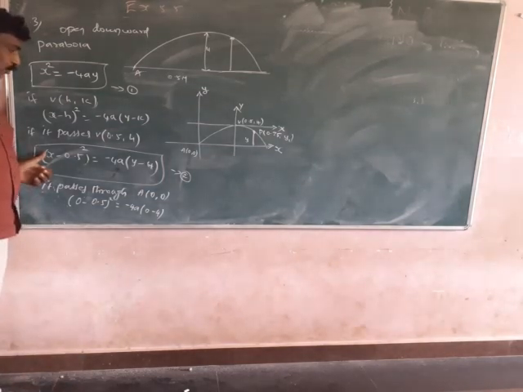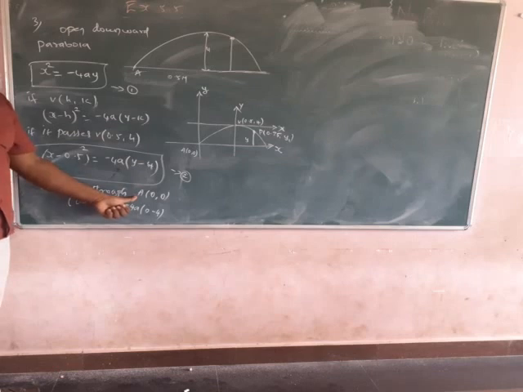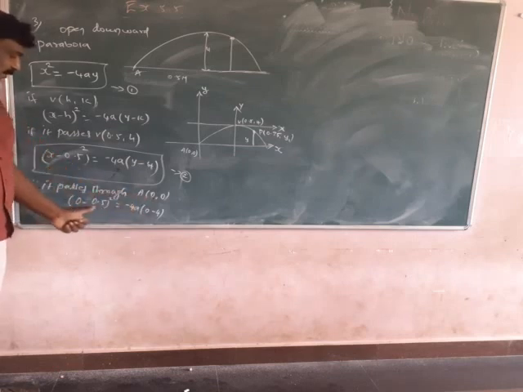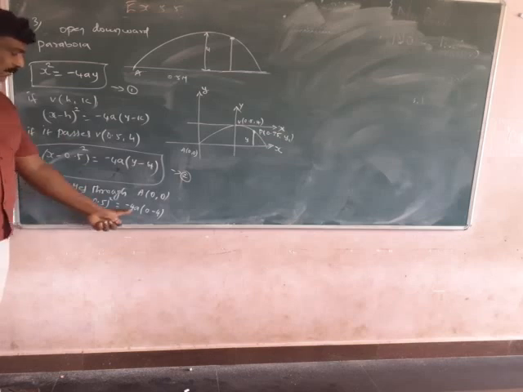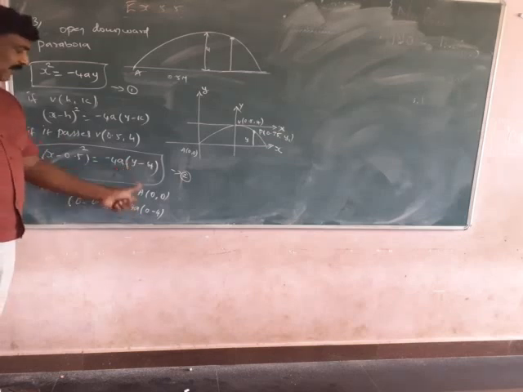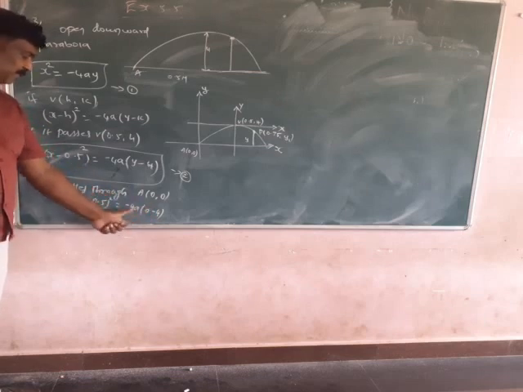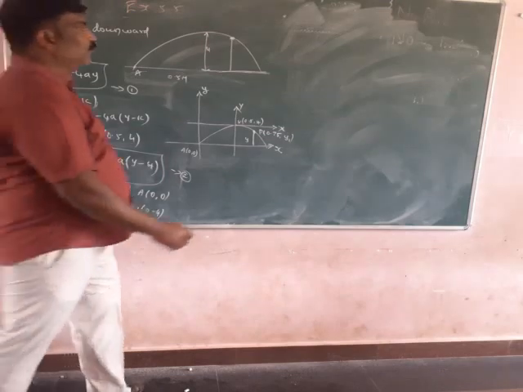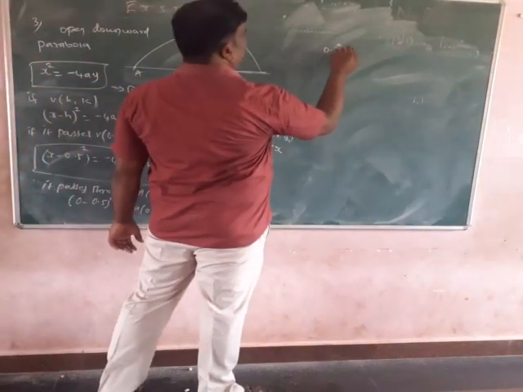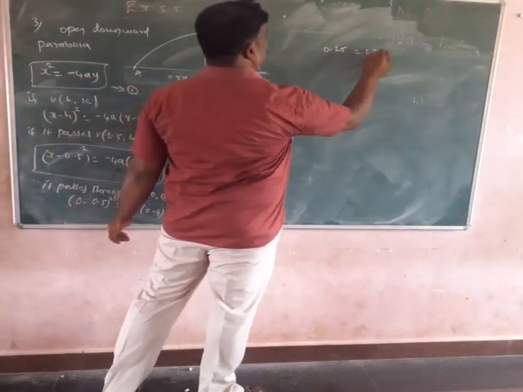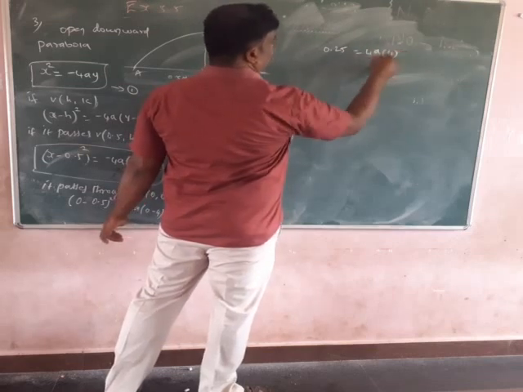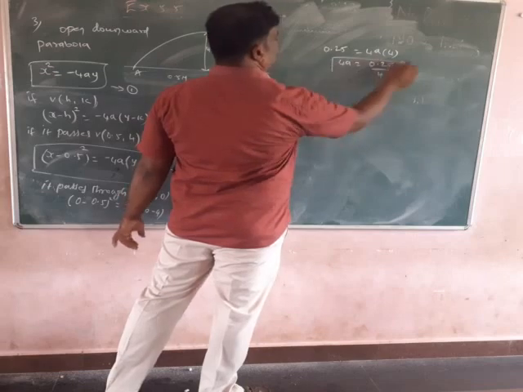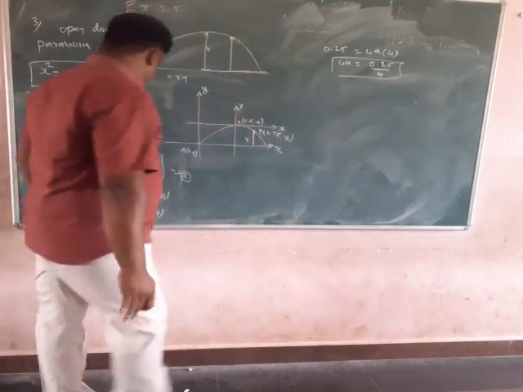Equation 2 passes through the point A, so substitute the value 0 here. So (0 minus 0.5) whole square equals minus 4a into (0 minus 4). Minus and minus gives plus. That is 0.5 whole square becomes 0.25, so 0.25 equals 4a into 4. That is 4a equals 0.25 divided by 4.